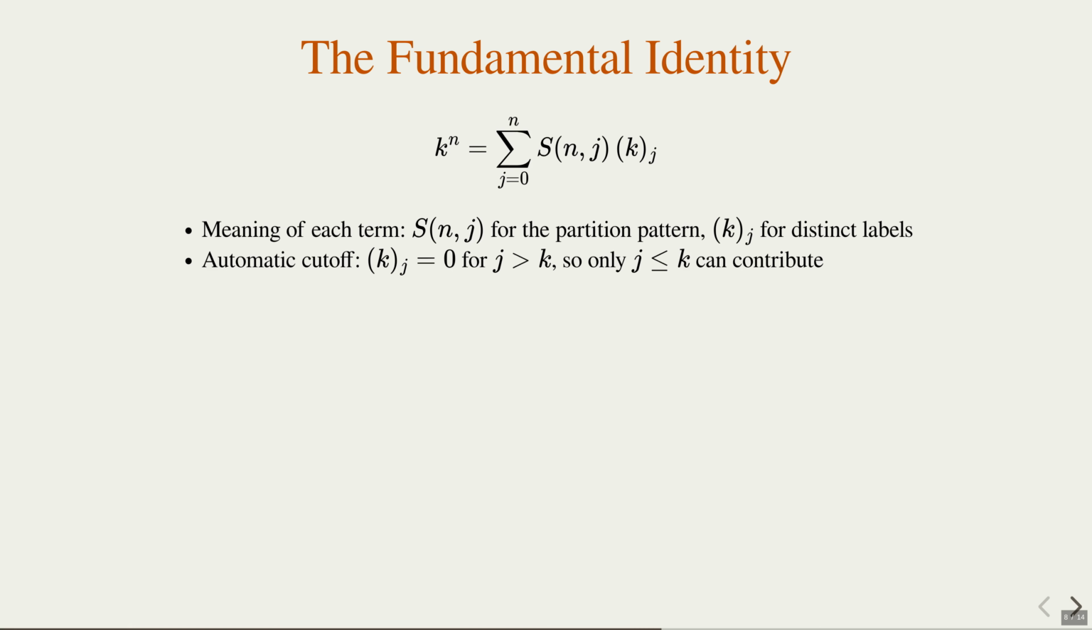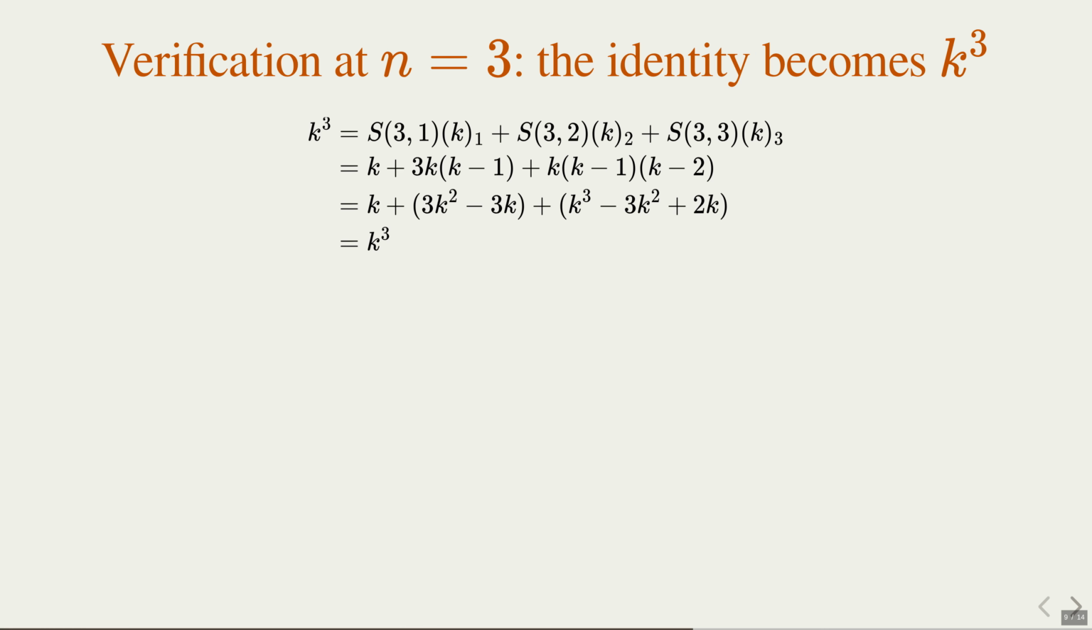This is a built-in reality check. You cannot have a function that hits more than k distinct outputs, so the falling factorial kills those impossible terms for you. Let us watch the identity work algebraically for n equals 3, so you can see that the Stirling numbers are exactly the coefficients that make the polynomial identity true. Here we plug in the Stirling numbers for n equals 3. When you expand the products, everything cancels perfectly, leaving exactly k cubed for every k.